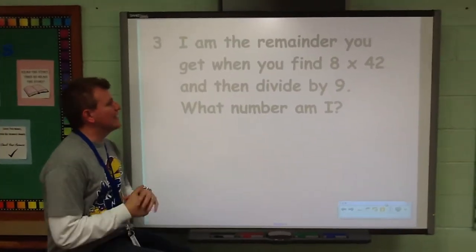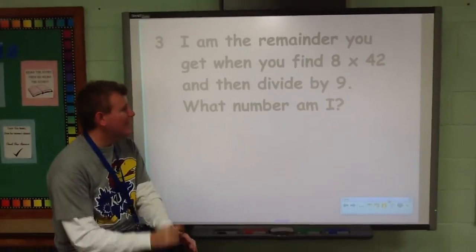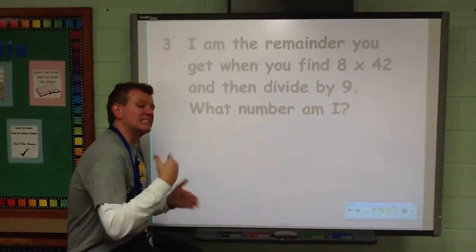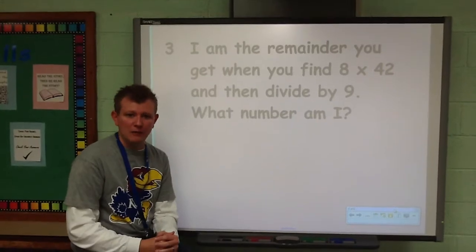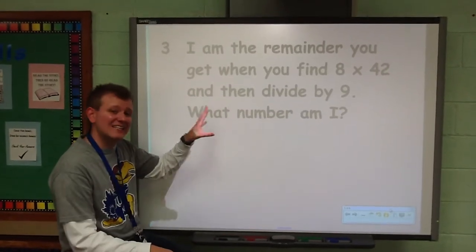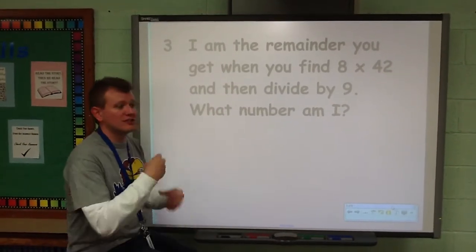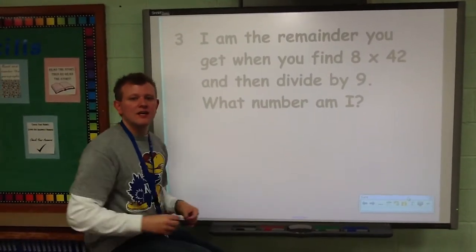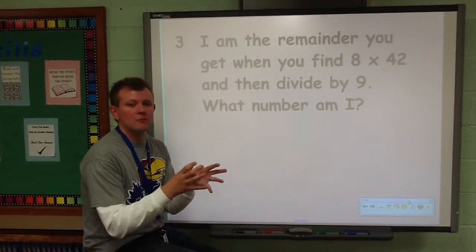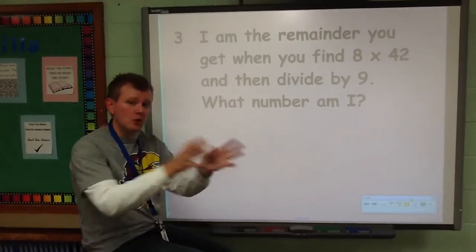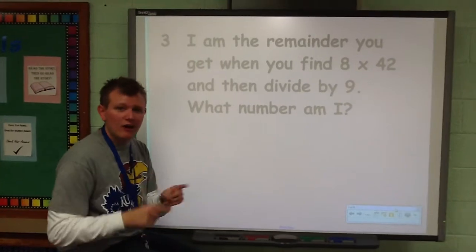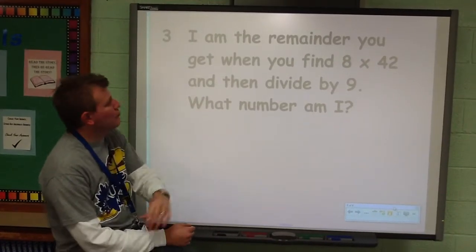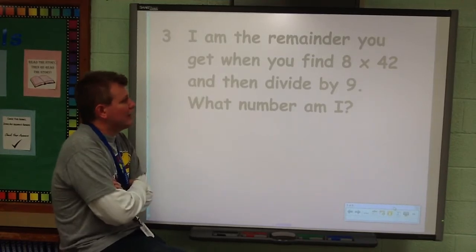I am the remainder you get when you find 8 times 42 and then divide by 9. What number am I? That's kind of a math challenge. And that's kind of where we're heading as far as these division problems go. Because this is not necessarily a word problem where there's something you have to solve, but it does help you out because it makes you think in steps. Not every time are you going to have one problem, one answer. Sometimes you have to find multiple answers, figure out what to do with those numbers, and then get your final answer. Alright? I'm the remainder you get when you find 8 times 42 and then divide by 9.